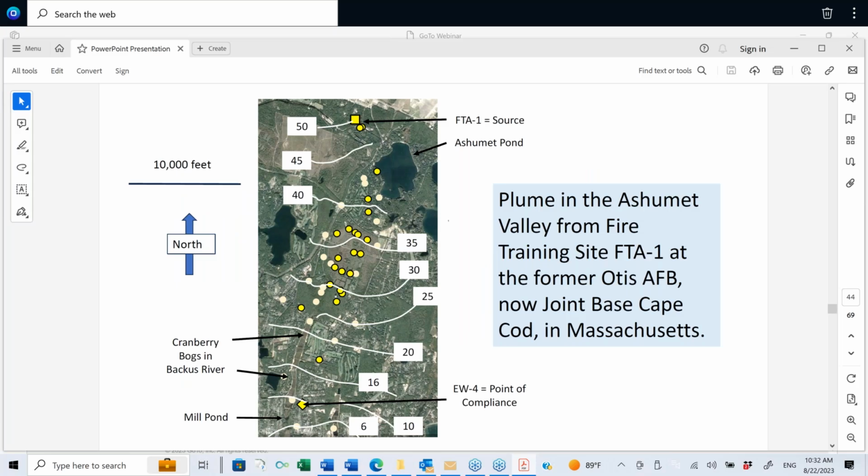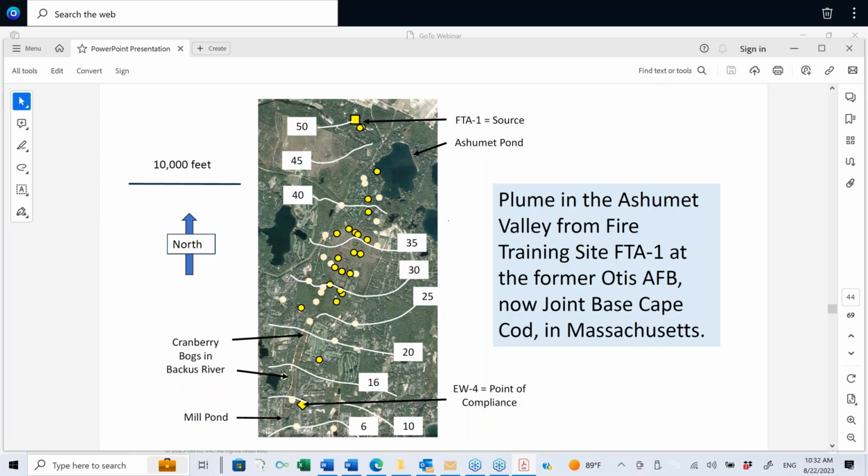All right, the third site is not really a site because we're not done with it. So I'm going to warn you that this one does not have a Clemson microcosm study on it yet. It's in the queue and it'll be done shortly. This was a large plume of chlorinated solvents in the Ashmont Valley on Cape Cod, produced from a fire training site on the former Otis Air Force Base, now Joint Base Cape Cod in Massachusetts.